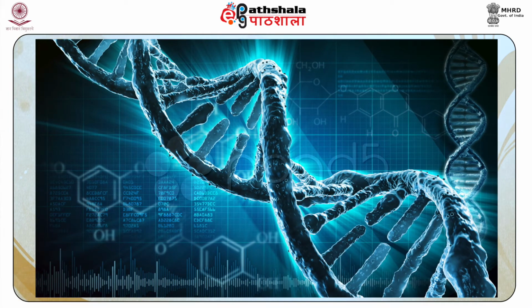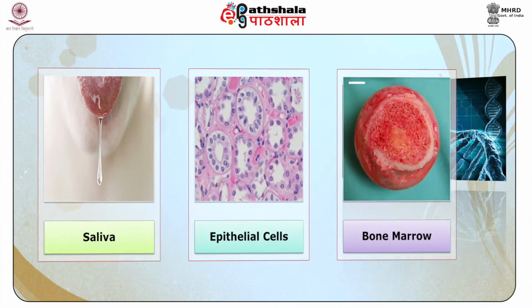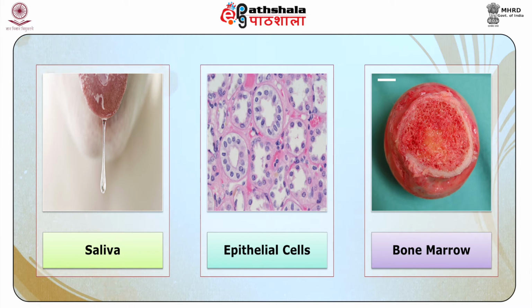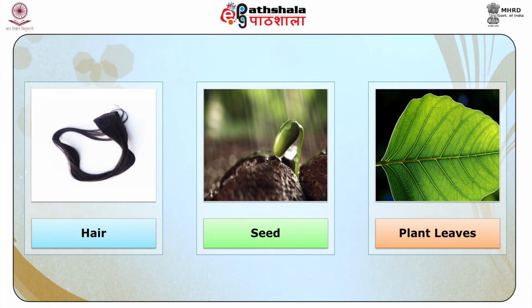Now, let us understand about the cells used for sequencing. Almost any biological sample containing a full copy of the DNA, even a very small amount of DNA or ancient DNA, can provide the genetic material necessary for full genome sequencing. Such samples may include saliva, epithelial cells, bone marrow, hair, as long as the hair contains a hair follicle, seeds, plant leaves, or anything else that has DNA-containing cells.